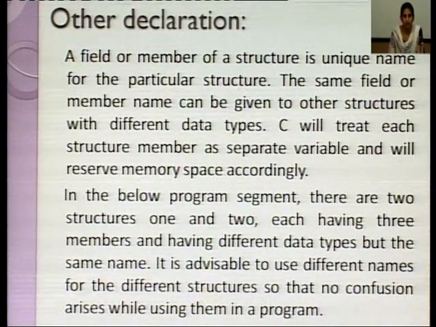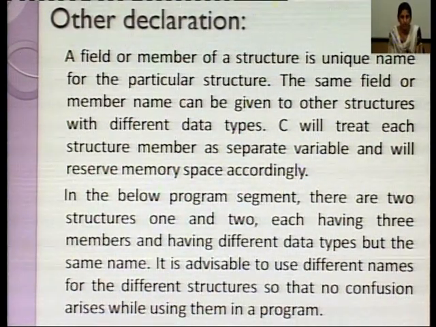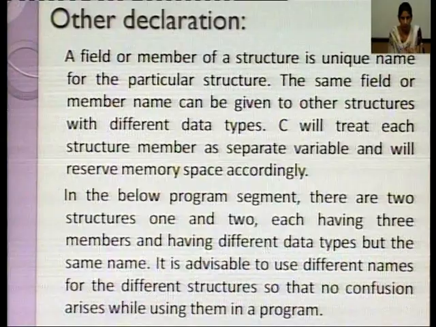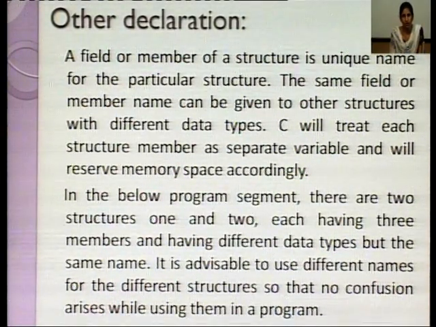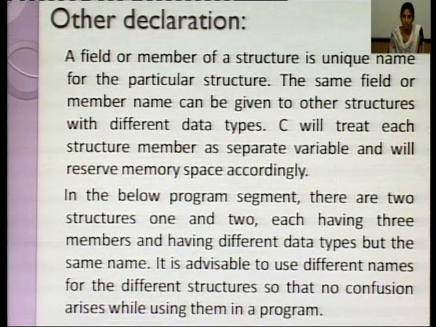Other declarations. A field or member of a structure is a unique name for the particular structure. The same field or member name can be given to other structures with different data types. C will treat each structure member as a separate variable and will reserve memory space accordingly.